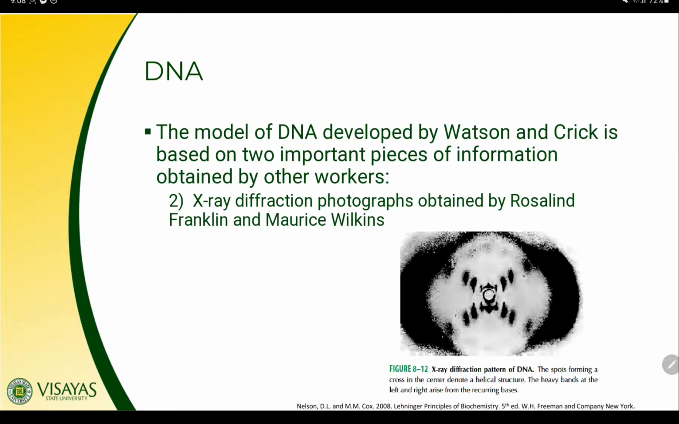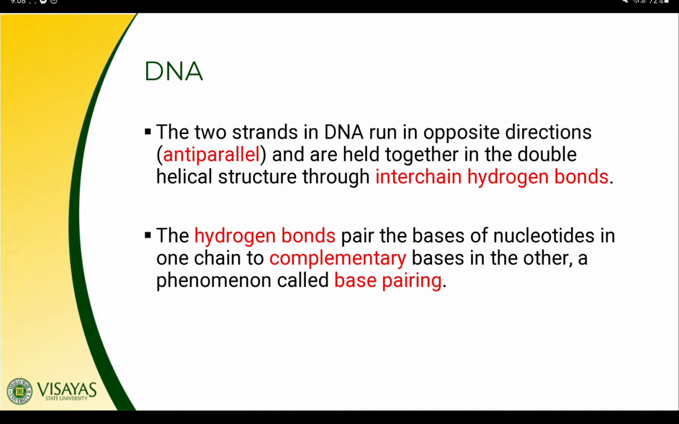The other information that Watson and Crick used for their model was the X-ray diffraction photograph obtained by Rosalind Franklin and Maurice Wilkins. So this is the X-ray diffraction pattern of DNA, and here the spots forming a cross in the center denote the helical structure. So they used this data for the 3D model of DNA.